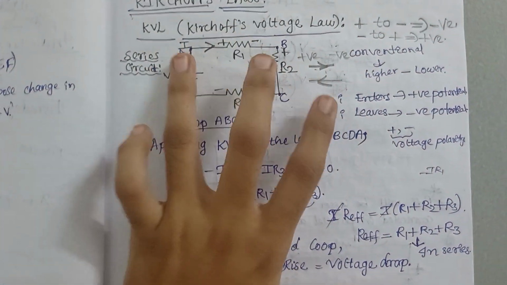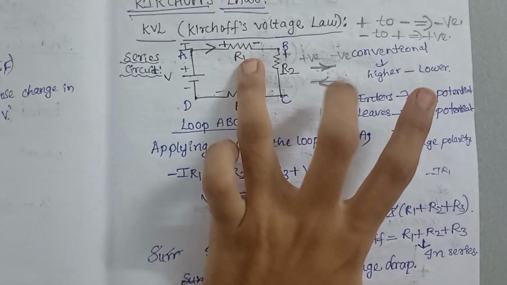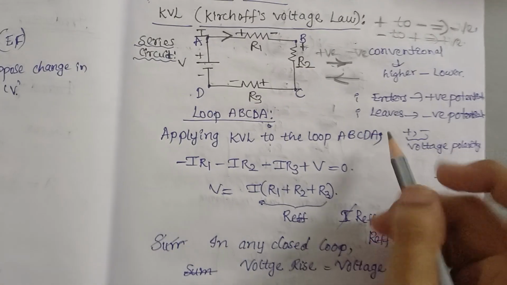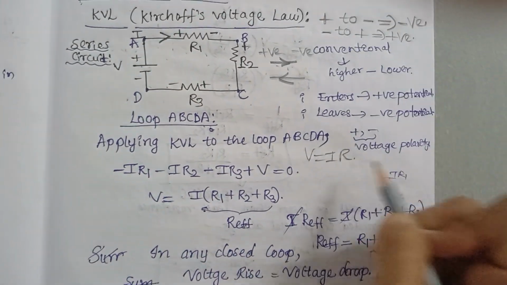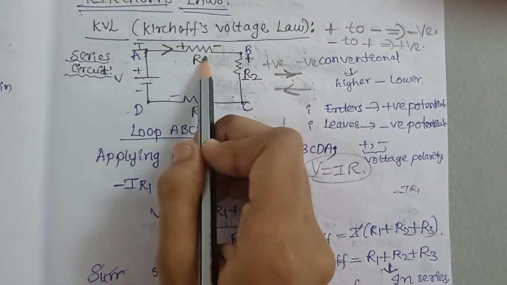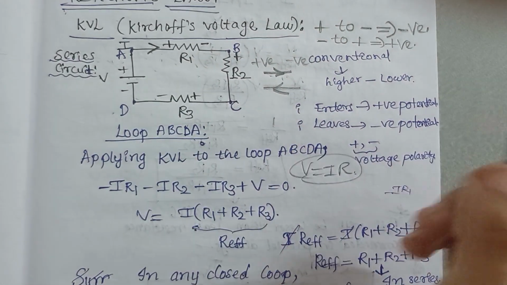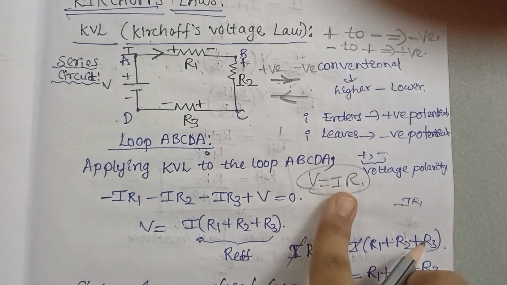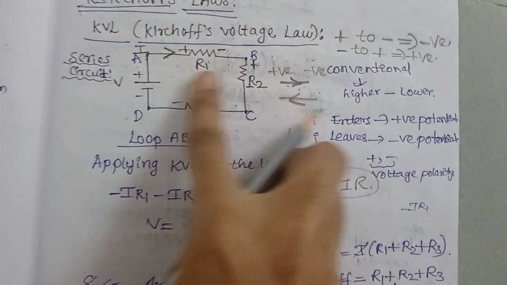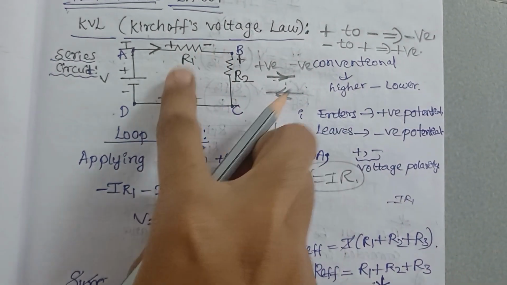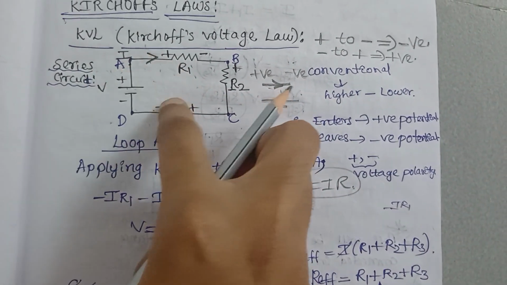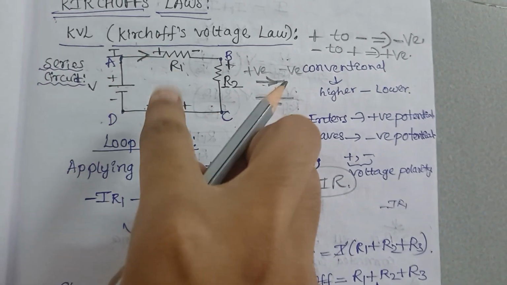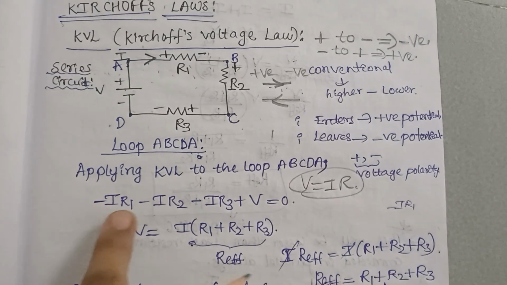Now let us suppose we are moving from here, since we are moving from positive to negative, and you know that V is equal to IR, right? So since we are moving from positive to negative, your sign convention will be negative. As we know V is equal to IR, across this R1 resistor, the current flowing through R1 is I, so IR1, but since it is moving from positive to negative, it is minus IR1.